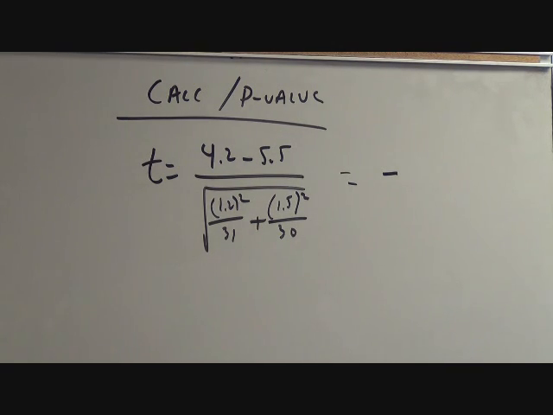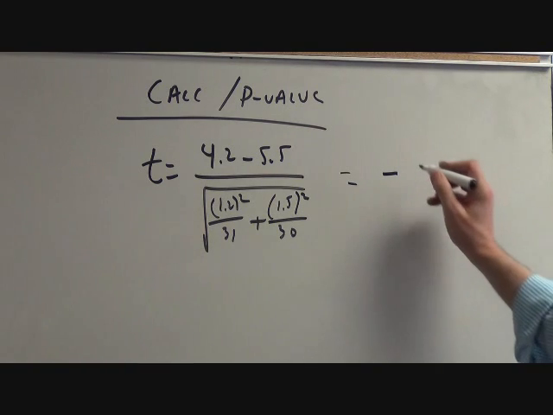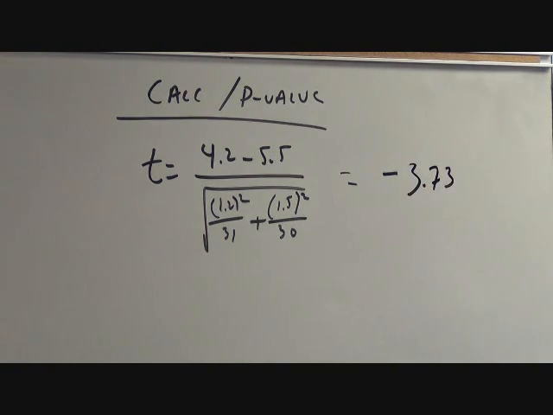Negative what? 3.7. It's probably pretty close. 3.7, anybody else get that? Negative 3.7? Is 3.7 0? Yeah. 3.73? That seems about right. Okay, good job. You got to be able to get that in there.